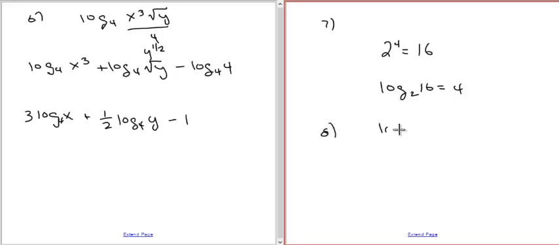The next one, log base 3 of 27 equals 3. So this is the base, so I'm going to take 3 and raise it to the 3rd power, and I get 27. So these switch: the base stays on the left-hand side, and the other things switch sides.